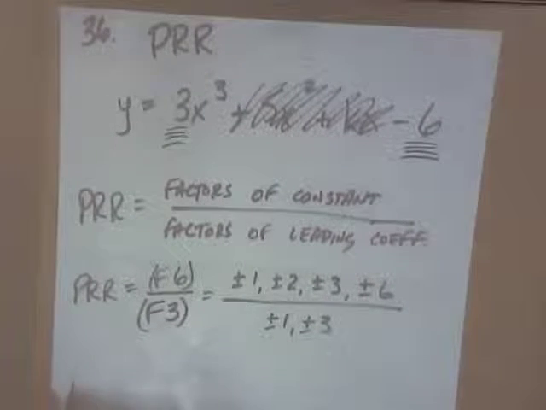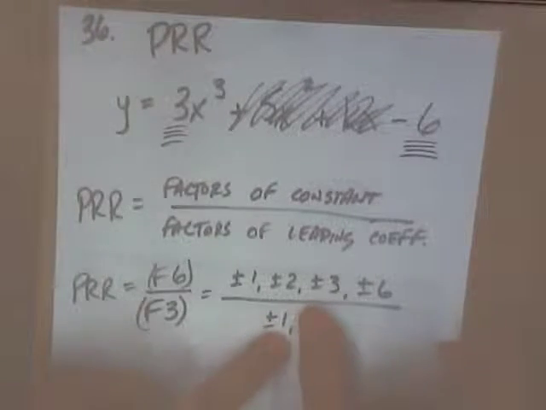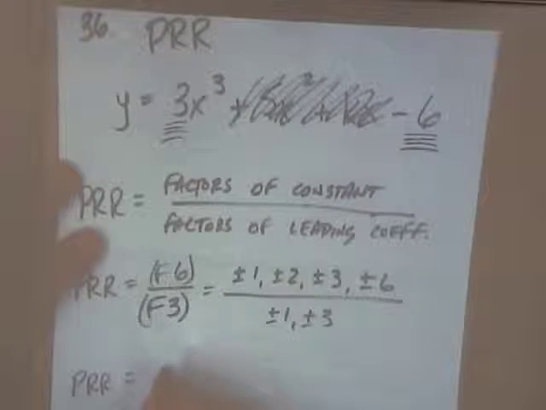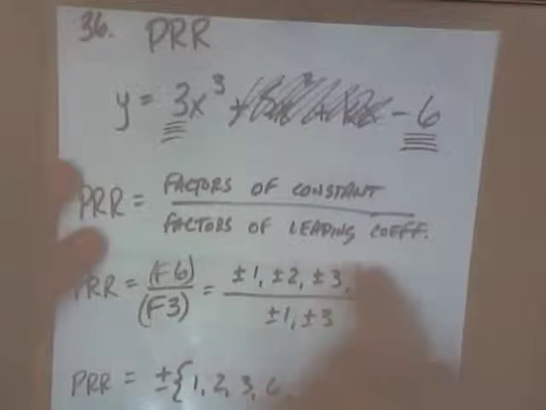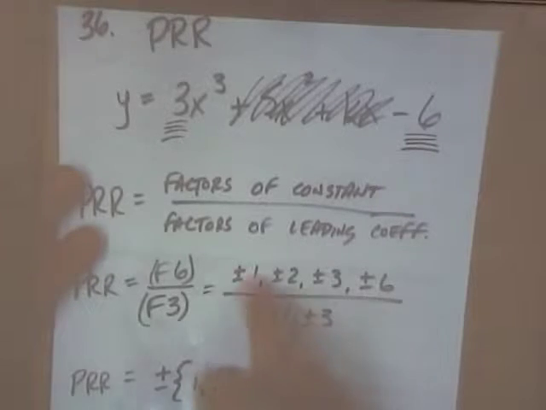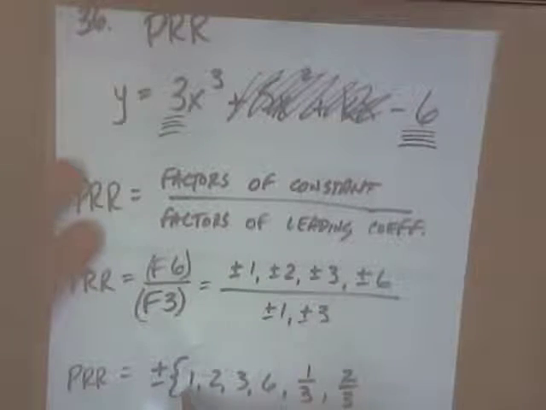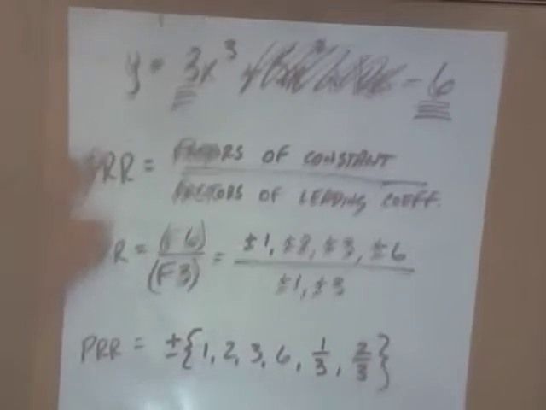So if we write those as actual numbers, possible rational roots, I'm going to take one denominator at a time. So I'll take the 1 first. I'll put all those numerators over 1, which would just be those numerators, right? 1, 2, 3, 6. And then I'll put all those numerators over 3. So 1/3, 2/3, 3 over 3 is 1, I already have that, and 6 over 3 is 2, I already have that. Done.